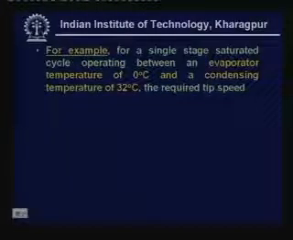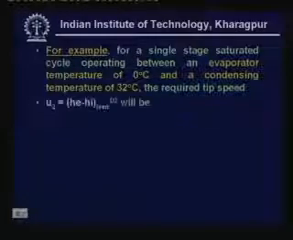For example, for a single stage saturated cycle operating between an evaporator temperature of 0 degree centigrade and a condensing temperature of 32 degree centigrade, the required tip speed, from the expression, is the square root of He minus Hi along the isentrope, where He is the enthalpy at the exit of the compressor and Hi is the enthalpy at the inlet to the compressor. In this case I am assuming a saturated cycle. So Hi is the saturated enthalpy at 0 degree centigrade, and He is the enthalpy of the superheated refrigerant at condenser pressure, with the entropy the same as the inlet entropy.